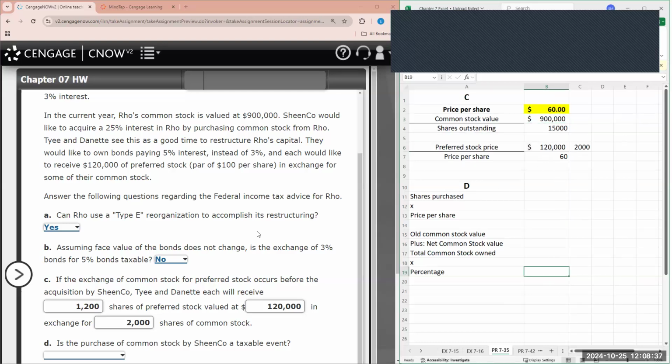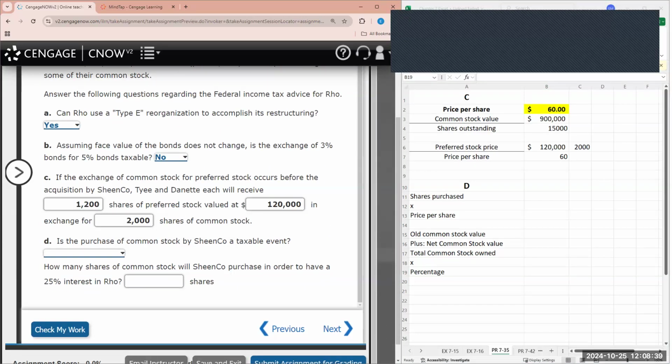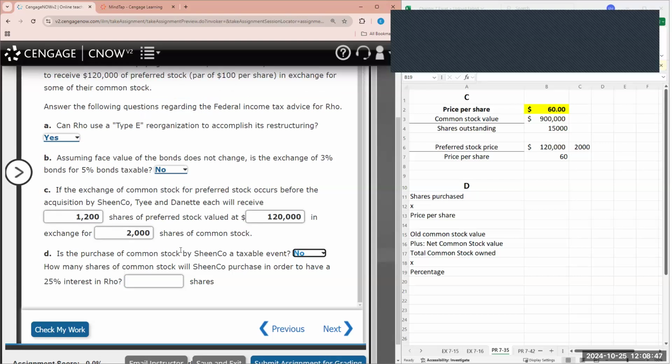Now we move on to part D. Part D asks, is the purchase of common stock by Sheen Co. a taxable event? As we mentioned, no, it is not going to be a taxable event. But now it asks, how many shares of common stock will they need to purchase in order to have a 25% interest in Rio? We know that the old common stock value is 900,000, and we want to own 25% of the corporation.